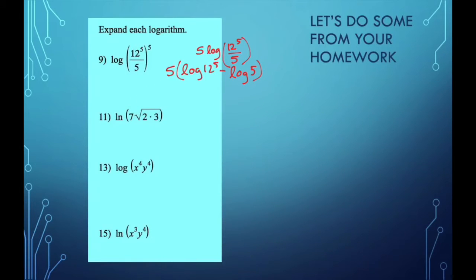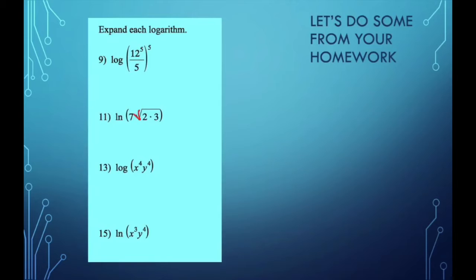We're not quite done because we still have this 12 to the 5th, and we can expand that too. So we're going to bring down that 5. We're going to have a log, that 5 is going to come out front there. 5 log 12 minus log 5. Now, we could distribute this, or we can leave it as is, okay? Let's move on to number 11.